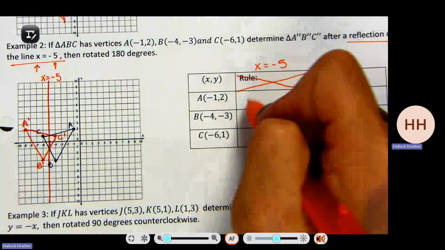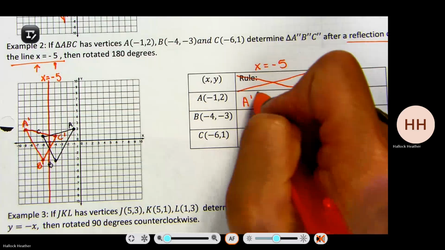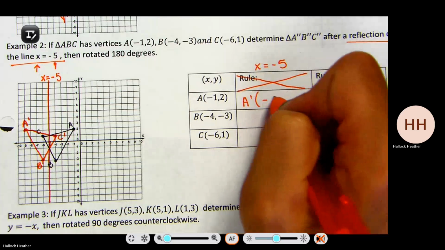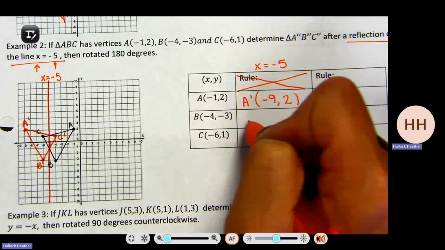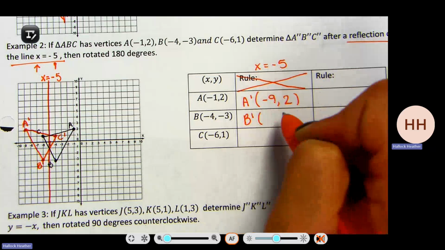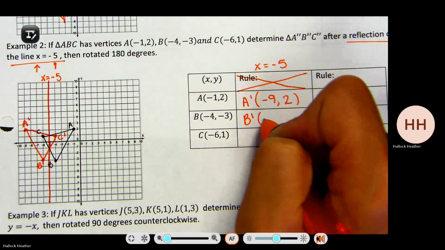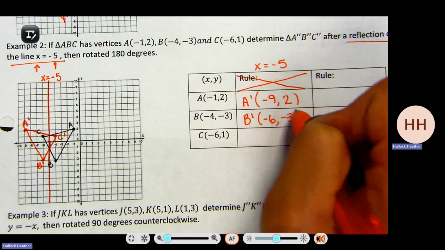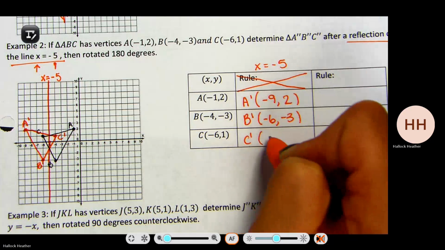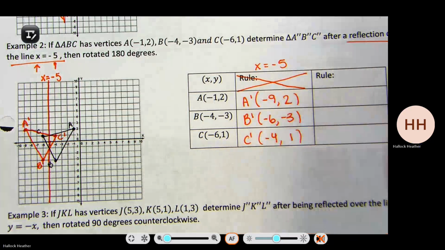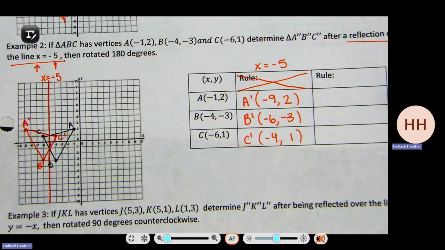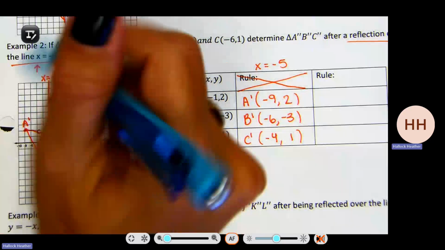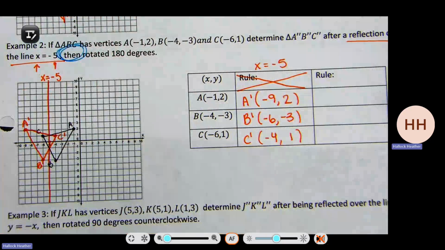So where is A prime now? Good. Where is B prime? B prime is at -6, -3, and then C prime? -4, 1. Okay, so now the next thing, because it says and then, which means after, we're going to rotate it.